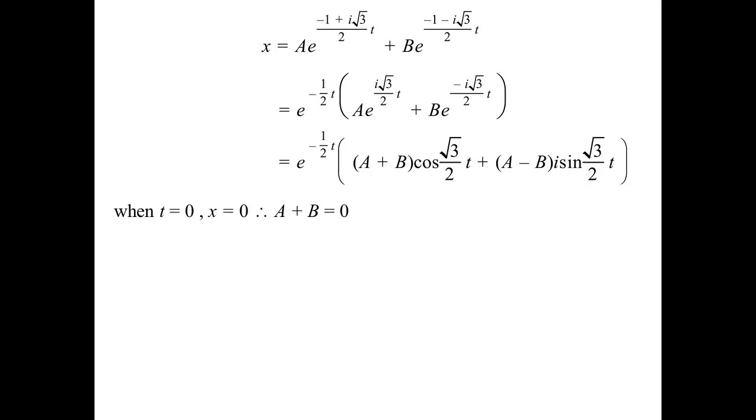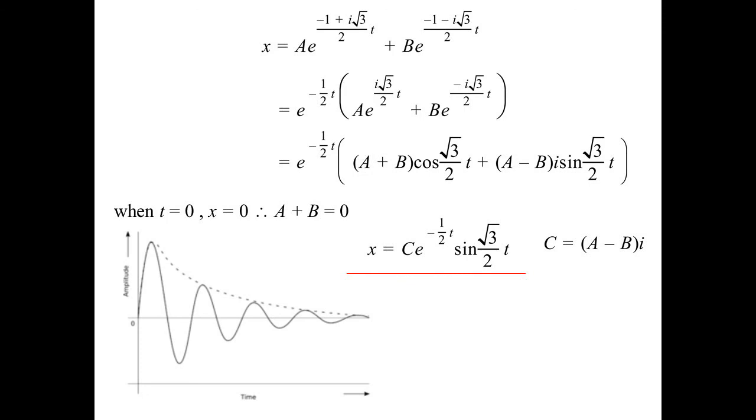Now, when t equals 0, x is equal to 0, therefore a plus b is equal to 0, similar to what just happened in the last one. But now we get a much more interesting function. It's not just a sine function, it's a sine function multiplied by an exponential function. So now our curve looks something like this, which is what you want with a shock absorber. It'll hit the bump and you'll go up, but then you want that to come back down to a nice level point as you go along. And so there's the equation for a shock absorber.